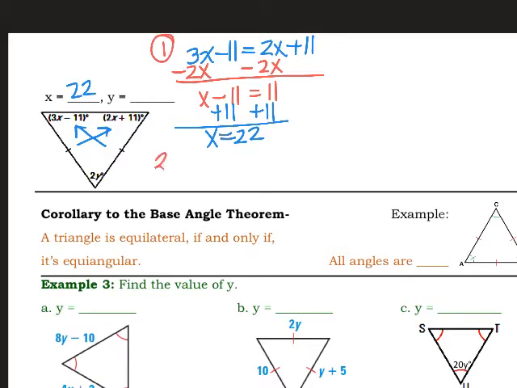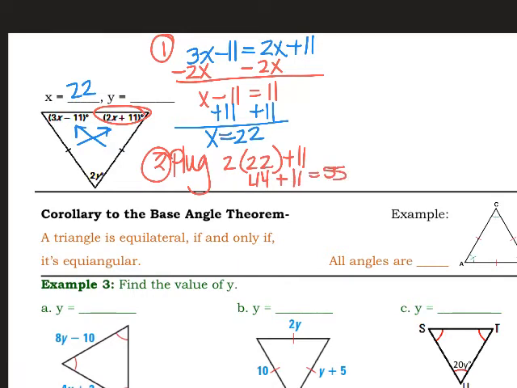All right, so the second step is we're just going to plug in. And I'm going to plug it into this equation. 2 times 22 plus 11. 44 plus 11 is 55. So that means this angle here is 55 degrees, and this angle here is 55 degrees.